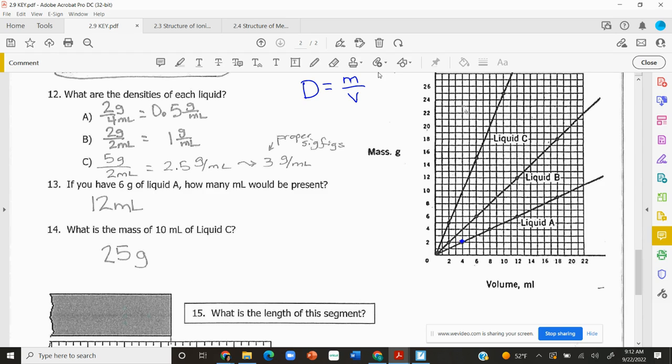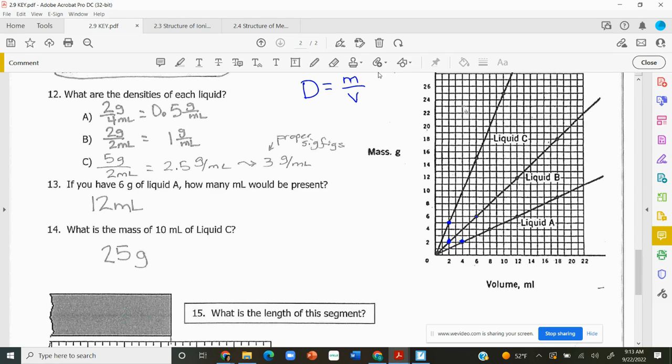Do the same thing for liquid B. If I just pick a point, so here's the 2 and 2. So right there, 2 and 2. That ends up being 1. And then for the last one here, I have 5 here and 2 here. 5 divided by 2 is 2.5. If I wanted to keep proper sig figs, that would be 3 then.